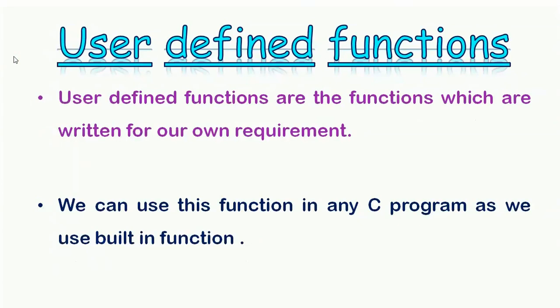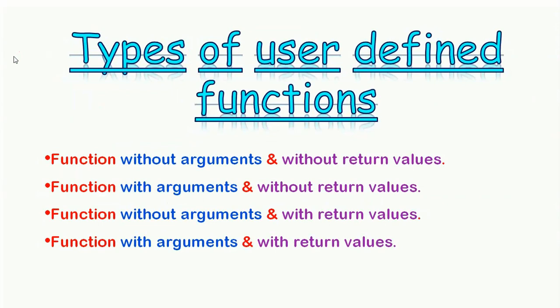Now, user-defined functions are the functions which are defined according to the need of user. User-defined functions are also called like the built-in function at any place in the C program. Now, types of user-defined function. There are four types of user-defined function, that is function without arguments and without return values, function with arguments and without return values, function without argument and with return values, and function with argument and with return values.